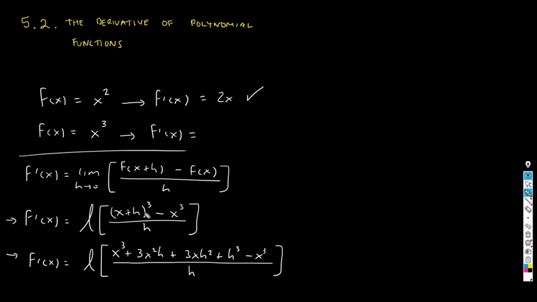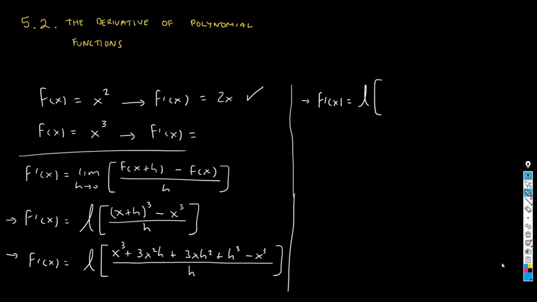Okay? If you don't trust me that this binomial to the cube is all of this, you can do it on your own in a moment or later. Let's continue over here. So now we have that f prime of x is equal to the limit as h goes to 0 of what?